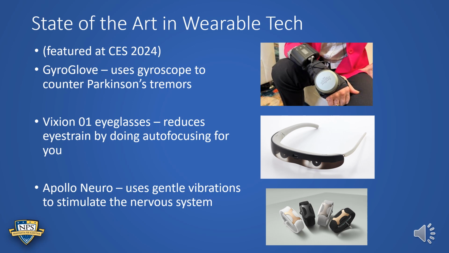The Apollo Neuro is a device that's worn on the wrist and uses gentle vibrations to stimulate the nervous system. Reportedly, it enhances overall well-being through optimized heart rate variability and stress management. Users reportedly felt less stress and more focused, as well as got 30 minutes of extra sleep each night.